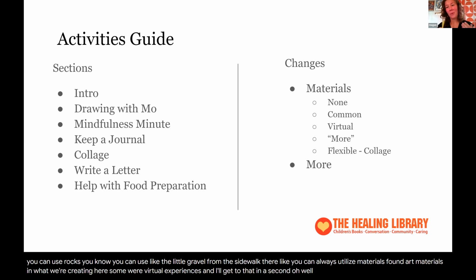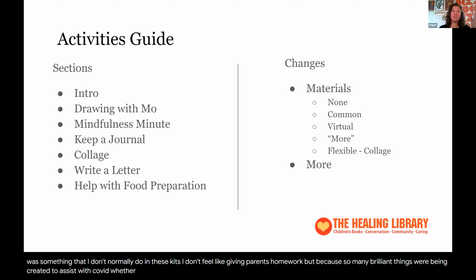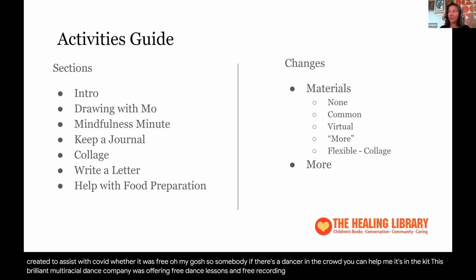I'll get to it right now. The more section. This was something that I don't normally do in these kits. I don't feel like giving parents homework, but because so many brilliant things were being created to assist with COVID, whether it was free, oh my gosh. So somebody, if there's a dancer in the crowd, you can help me. It's in the kit. This brilliant multiracial dance company was offering free dance lessons and free recordings at the time. And I forget his name. He's so famous. He's in New York City. That helps. I'm sure that helps, right?